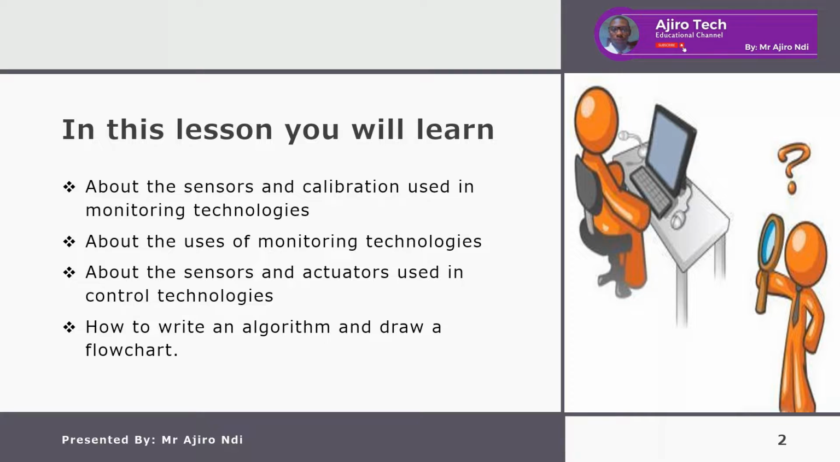Now, in this lesson, you will be learning the following. The first one, right there on your screen, is about the sensor and calibrations used in monitoring technologies. The second one is about the uses of monitoring technologies. The third one here is about the sensor and actuators used in control technologies. And finally, how to write an algorithm and draw a flowchart.